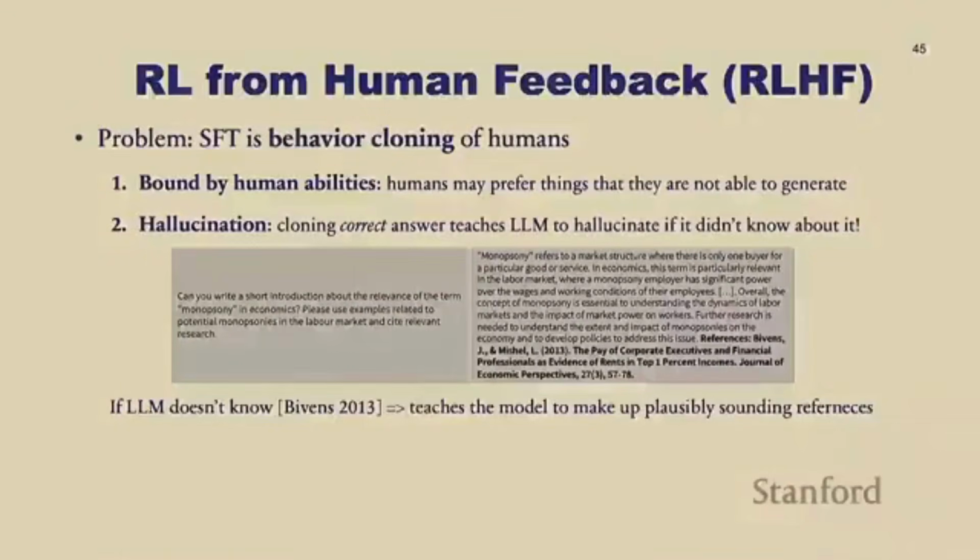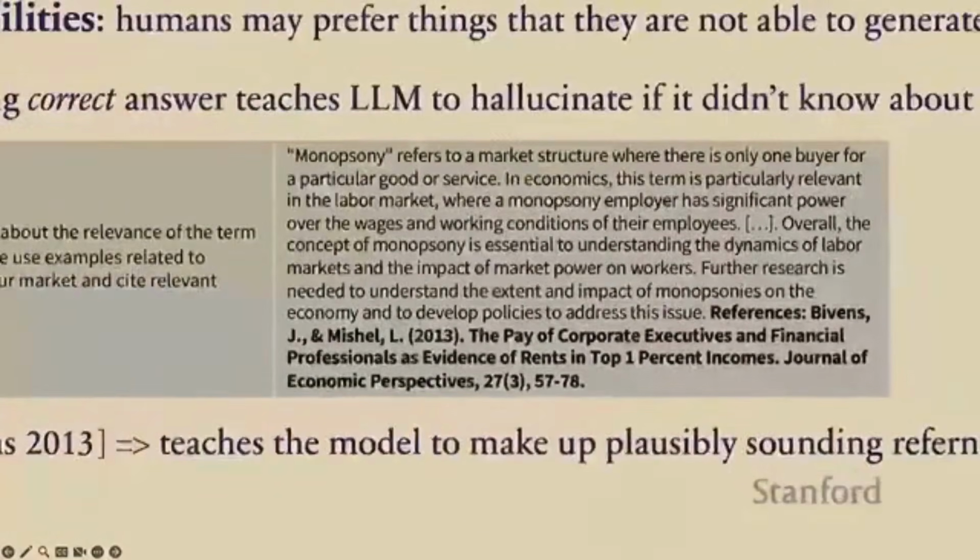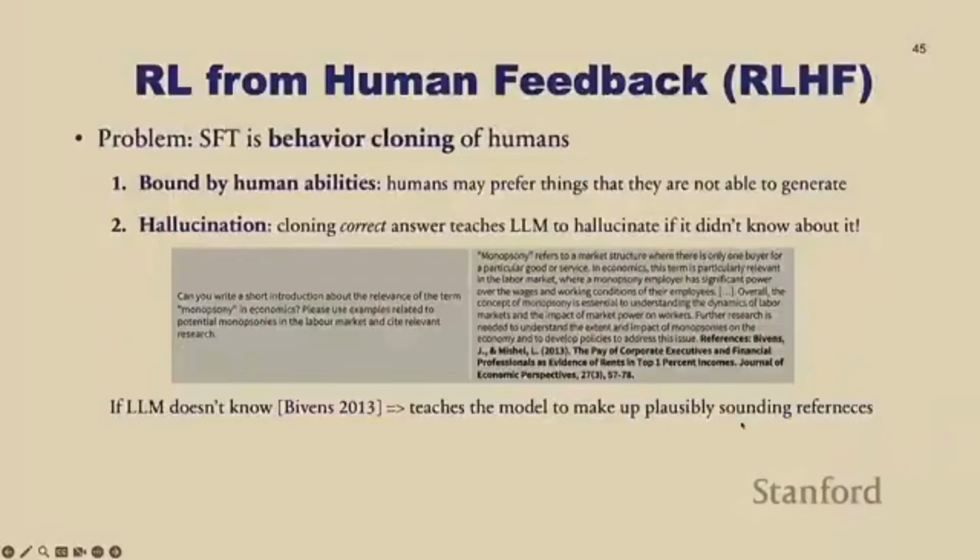Just to give you a very concrete example, if we go back to this monopsony example, can you write blah, blah, blah about monopsony? Imagine that a human wrote a reference on this type of book. And that book might exist. That might be a correct reference. But what if the LLM never saw this reference during pre-training? Then it doesn't know that it's a correct reference. So really what you tell the model is to generate or make up some plausibly sounding reference rather than actually tell the real reference that it saw during pre-training. So hallucination might be caused by this SFT. That's problem number 2. Does that all make sense?